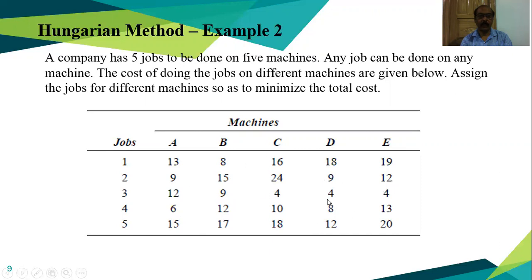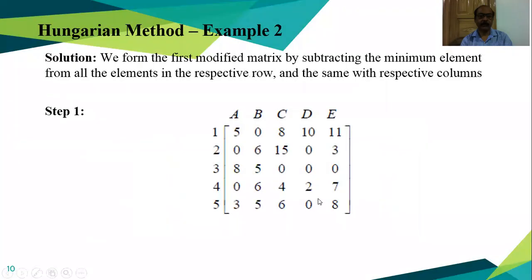Then we have to do the column operation. So this is what we got after our row and column operation. Each and every column has a 0. So we do not need the column operation. Now we move on to drawing the lines.